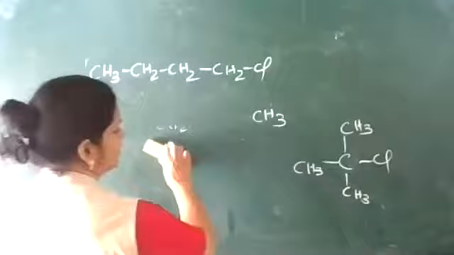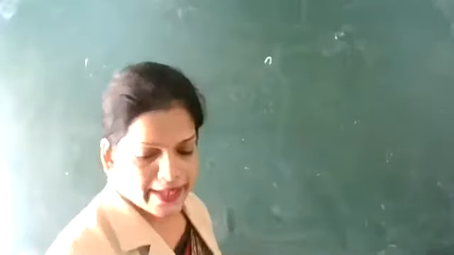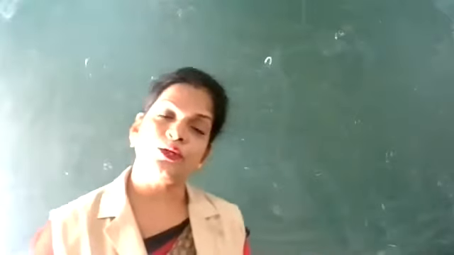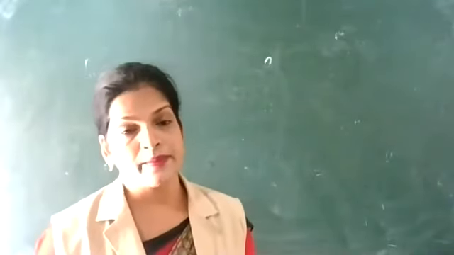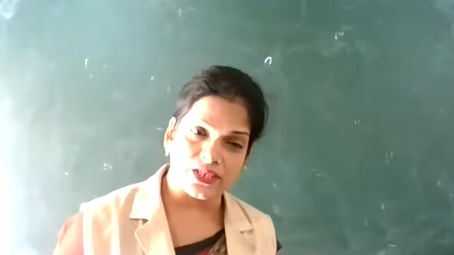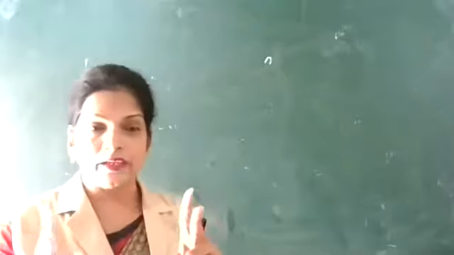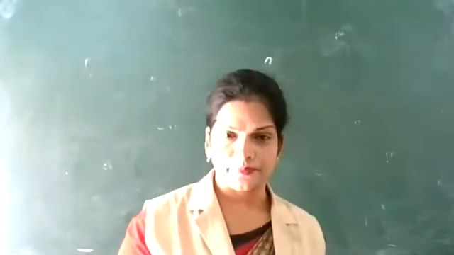In SN1 reaction, there are two steps, while in SN2 reaction there is only one step. SN2 is a single step reaction: the attack by the nucleophile and the cleavage of the outgoing group take place at the same time. But in the case of SN1 reaction, there are two steps. The first step is the slow step and the second step is the fast step.